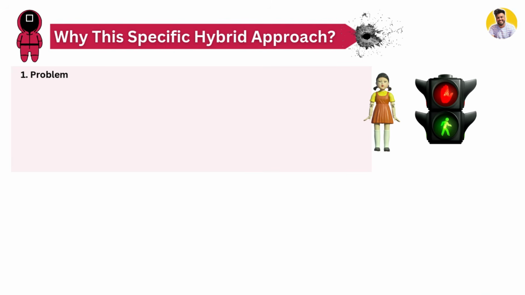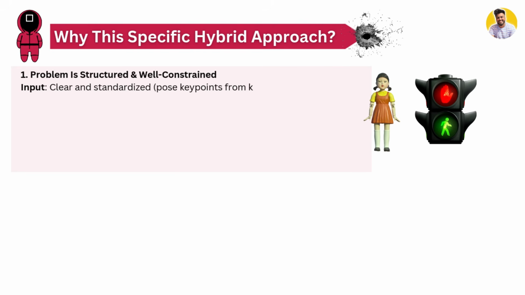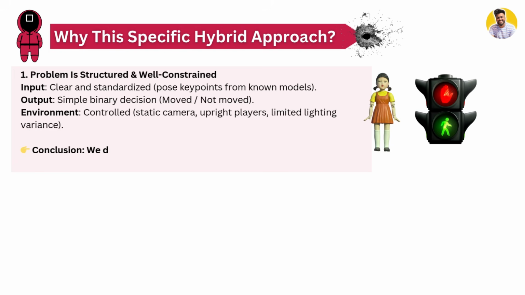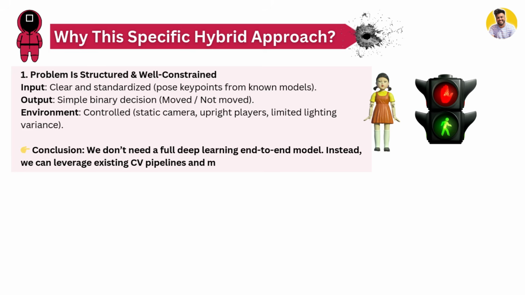The first benefit of this approach is that the problem is structured and well constrained. We have input that is clear and standardized, and output that is also clear and standardized. Environmental conditions like static cameras, wind, and upright players can be controlled as well. In conclusion, we don't need a deep learning end-to-end model here. Instead, we can leverage existing computer vision pipelines and make smart decisions on top of them.